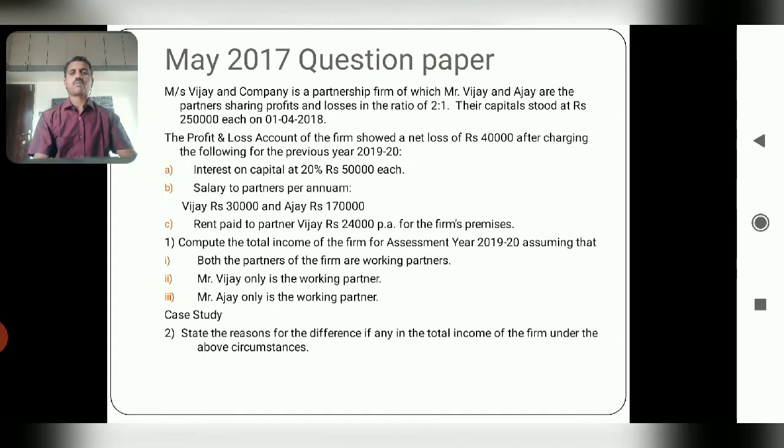Compute the total income of the firm for the assessment year 19-20, assuming that both the partners of the firm are working partners. Mr. Vijay only is the working partner. Mr. Ajay only is the working partner. Case study: state the reasons for the differences, if any, in the total income of the firm under the above circumstances.